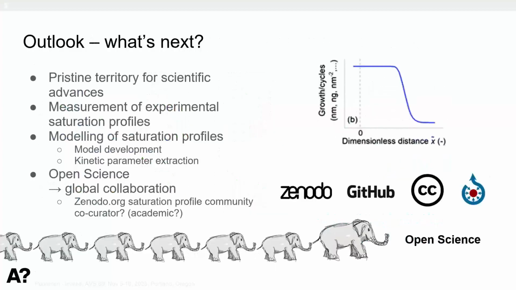All right, outlook, what's next? Well, these microscopic lateral high aspect ratio test structures, they really have opened up a new parameter space for scientific exploration. And there's a lot of very basic scientific work that can be done. Measurement of experimental saturation profiles for different ALD processes. There are surely more than 700 published ALD processes, and these thickness profiles are available to only a few. There would be a lot of work to do there.